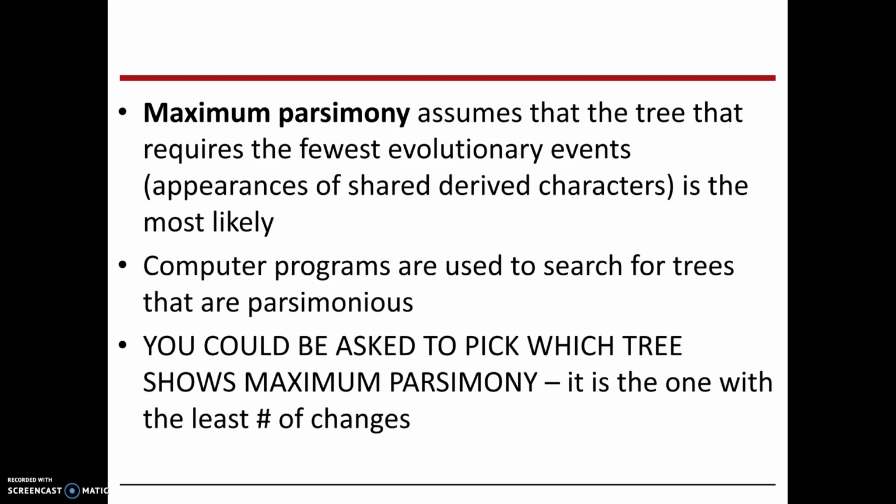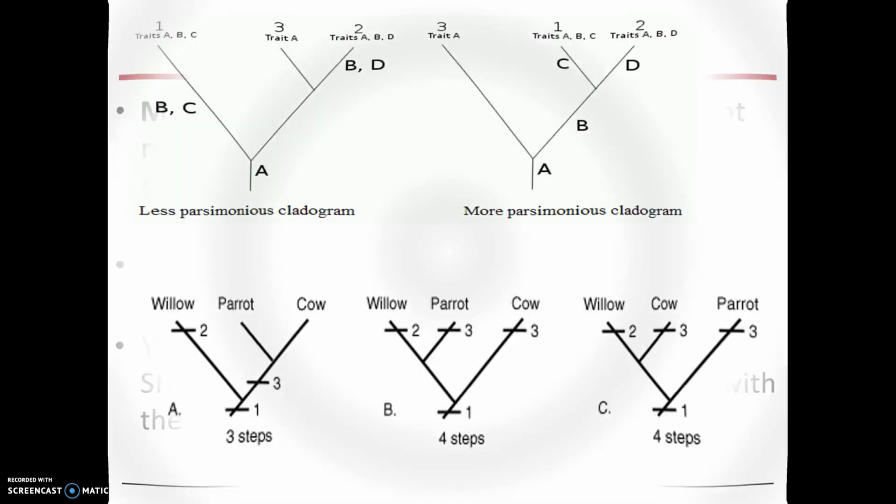Now, does that mean that a change could not have happen multiple times? No, it doesn't mean that. I showed you an example in the last video about the snake and the legless lizard, and both of them lost their legs through evolution in two completely separate events. But let me show you an example of what I mean by maximum parsimony.